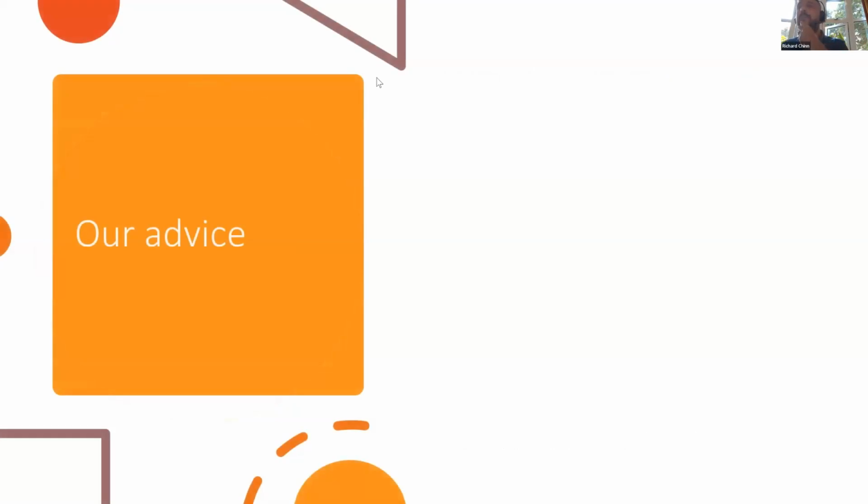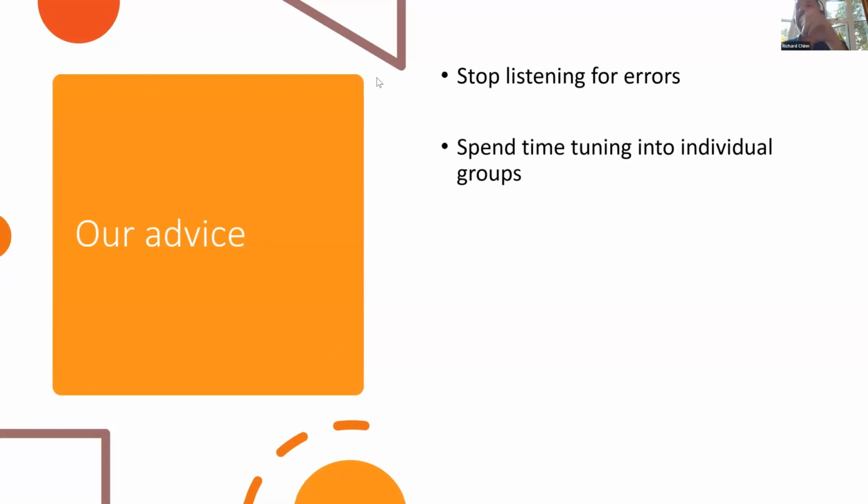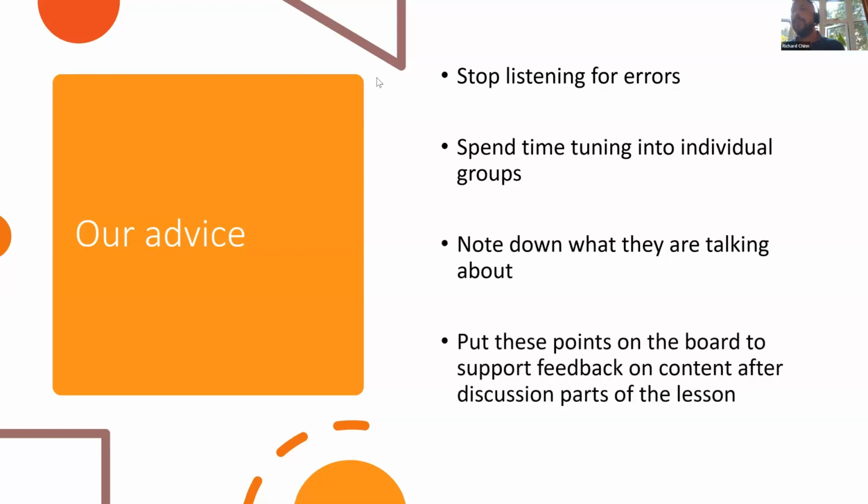So our advice would be, first of all, stop listening for the errors to start with. Spend time tuning into individual groups. You can't get around everybody in one go. And note down what they're talking about rather than noting down errors or gaps or anything else at this point. Put these points on the board to support feedback on content after discussion parts of the lesson.